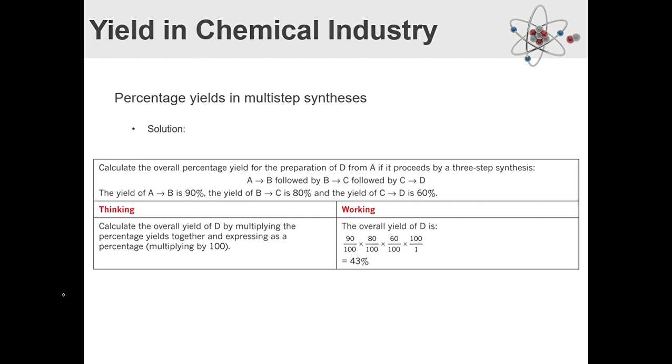So here, what we have is a little bit of a different thing, where we've got to multiply 3 together, but the thing is, 0.9 times 0.8 times 0.6 is just 43% once you multiply it by 100. Alright?